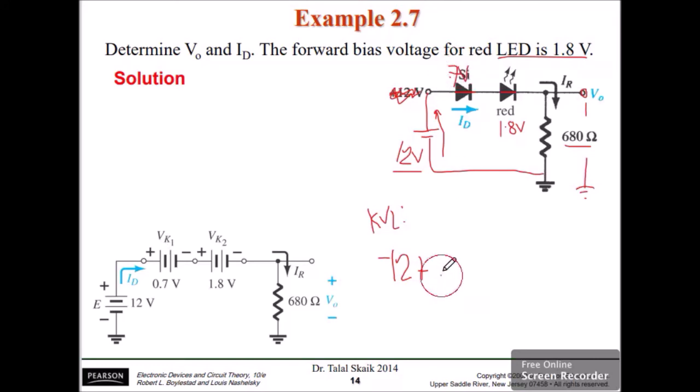So, this is plus 0.7 plus 1.8 plus, diretso na po, okay? So, yung voltage dito is equal to 680 times IR. Plus, meron tayong 680 times IR. Or, pwede na din natin sabihing ID.